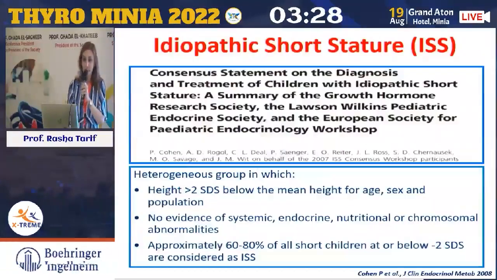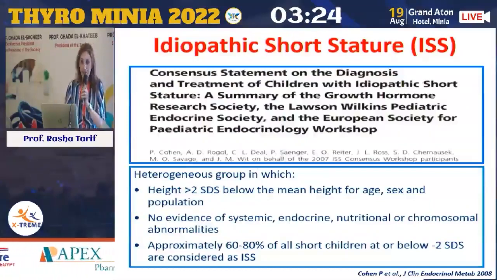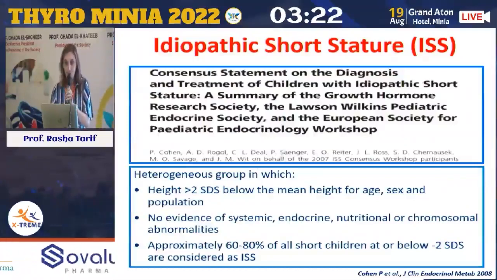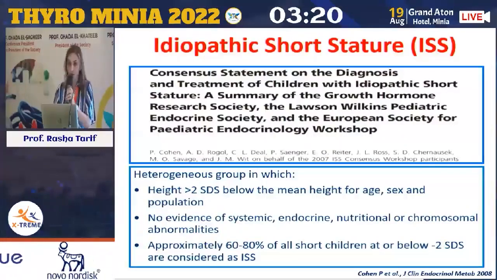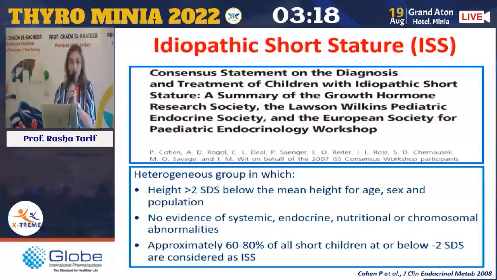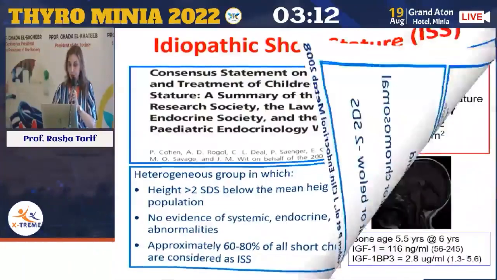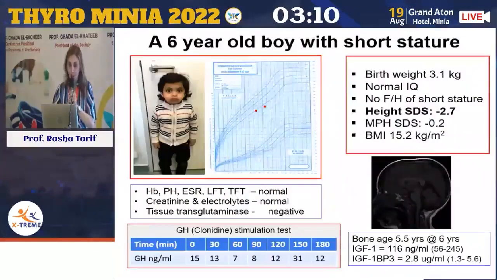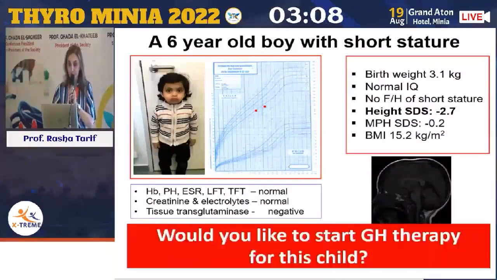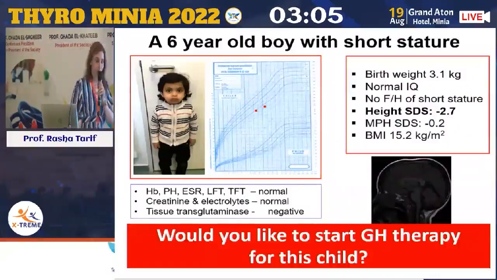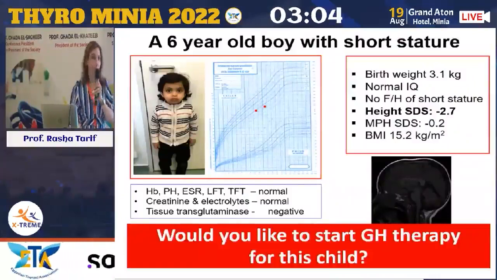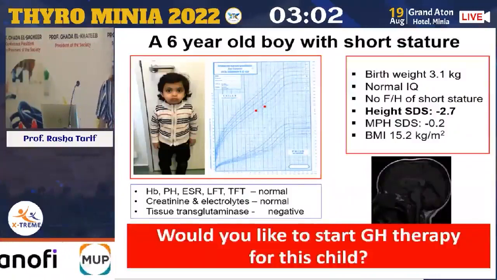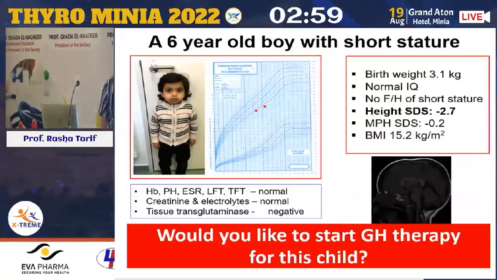And idiopathic short stature is a very complex disease. It's a heterogeneous group in which the height is more than 2 standard deviations below age and sex norms, with no systemic, endocrine, nutritional or chromosomal abnormality, and there is a large proportion of children presenting with idiopathic short stature. Now, would you like to start growth hormone for this child? He is minus 2.7. He is psychologically upset. Who would like? Thank you very much.